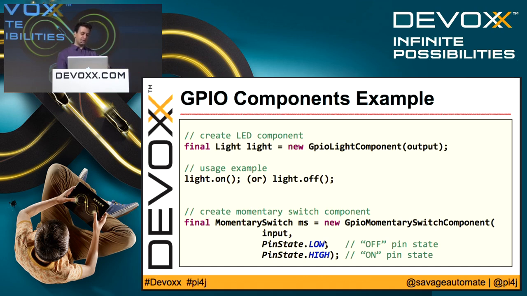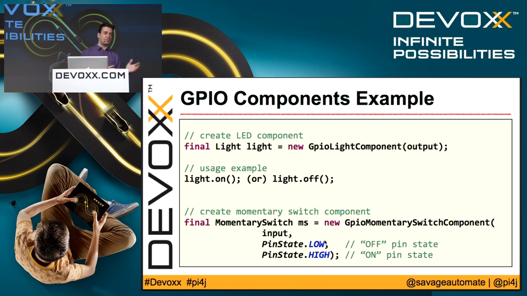In our next example, we've got a momentary switch. This is an example of a component that we'd use for an input. A momentary switch, we instantiate using our input pin, and here's where we can tell it what high and low mean. In this example, we're showing that high means on and low means off, but I could easily reverse those depending on my circuit design.